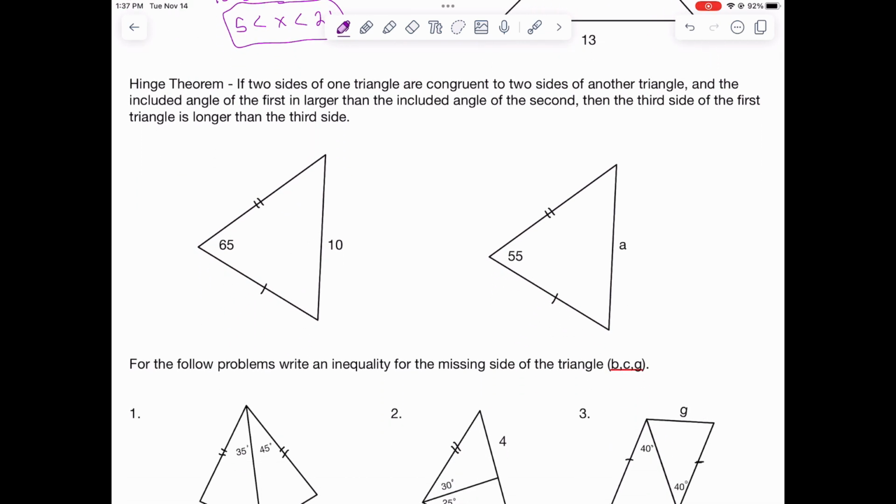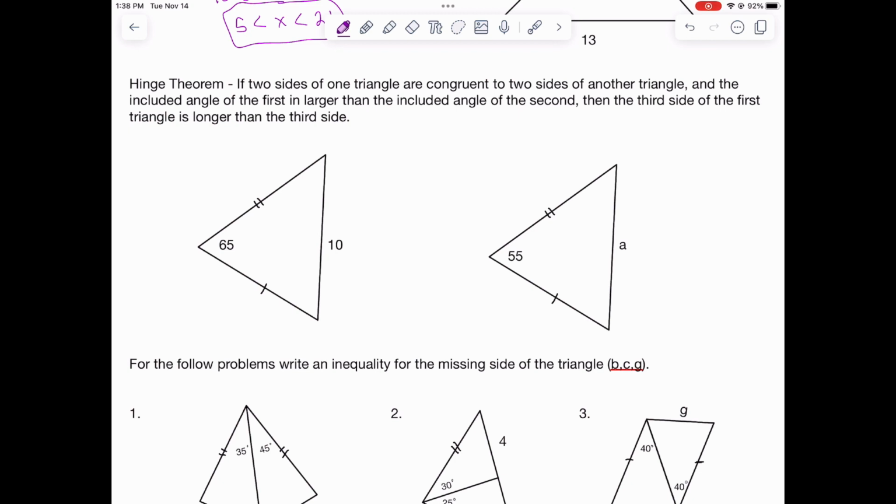Okay, the Hinge theorem. Basically, it states, we'll just read it. If two sides of one triangle are congruent and two sides of another triangle are congruent, so that's what we have here, and the included angle on the first is larger than the included angle on the second, then the third side of the first is longer than the third side of the second. Think of it like a doorway.